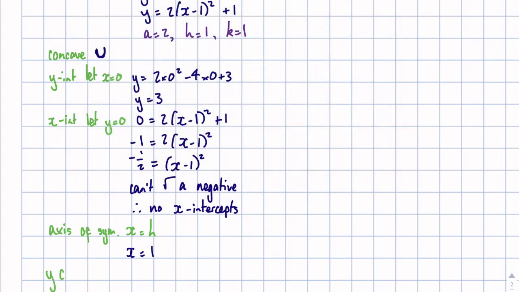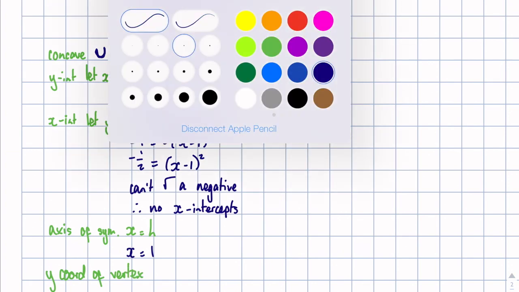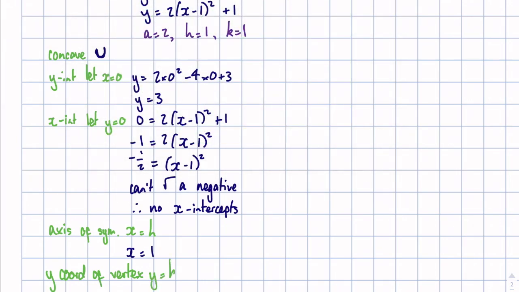Okay, the y-coordinate of the vertex, because the axis of symmetry is the x-coordinate of the vertex. This is y equals k. We know k, it's positive 1, so y equals 1. And now we can sketch.